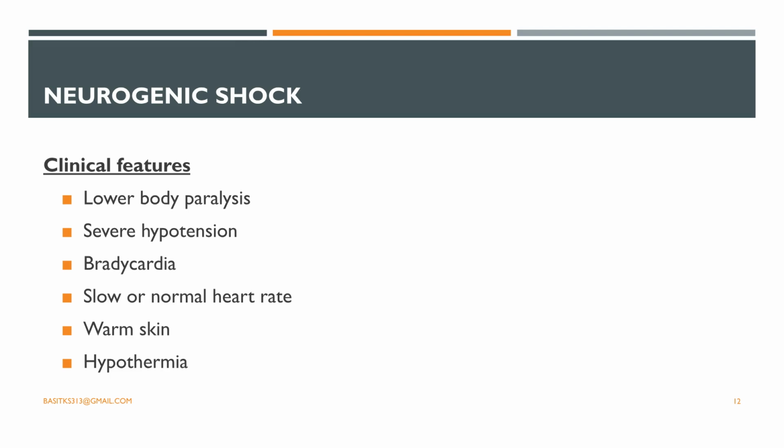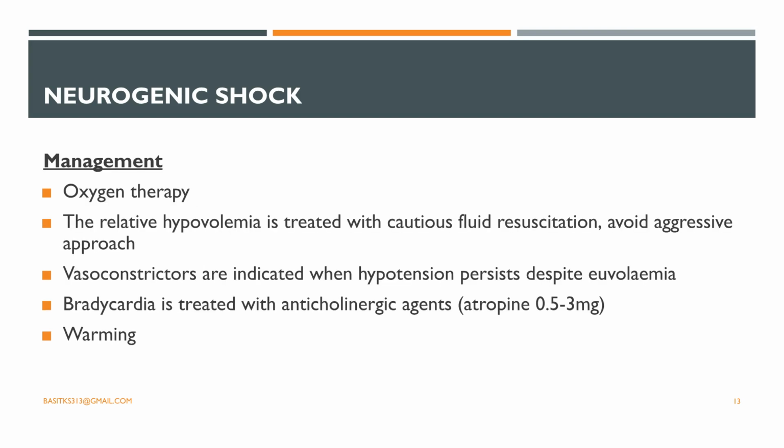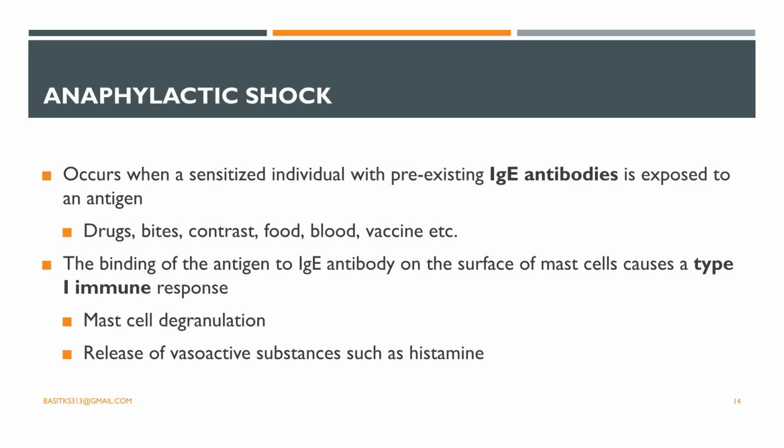Clinical features of neurogenic shock include lower body paralysis, severe hypotension, bradycardia, warm skin, and hypothermia. Management for neurogenic shock includes oxygen therapy, cautious fluid resuscitation for relative hypovolemia, vasoconstrictors for persistent hypotension, anticholinergic agents for bradycardia, and warming. Anaphylactic shock occurs when a sensitized individual is exposed to an antigen.